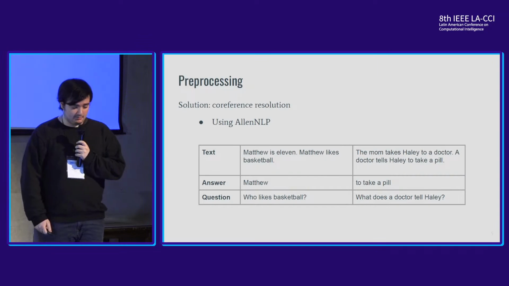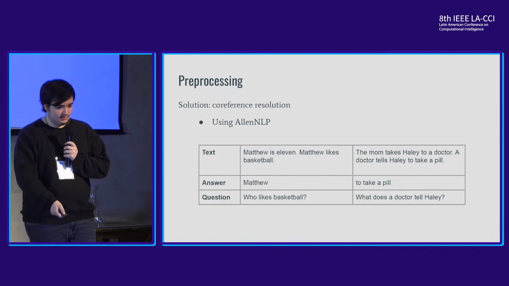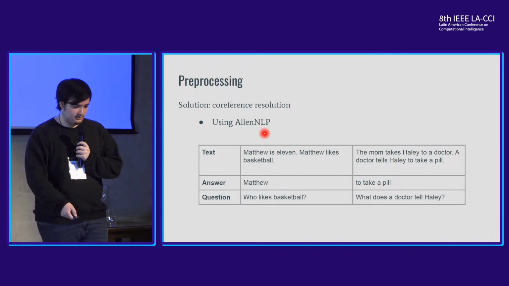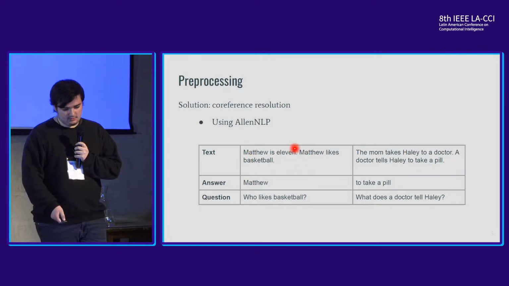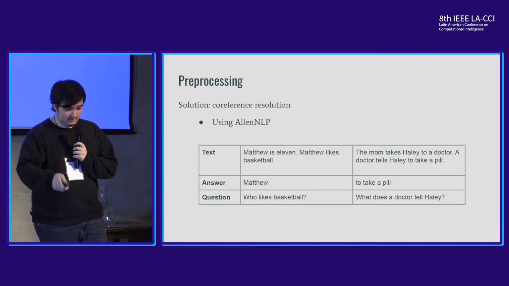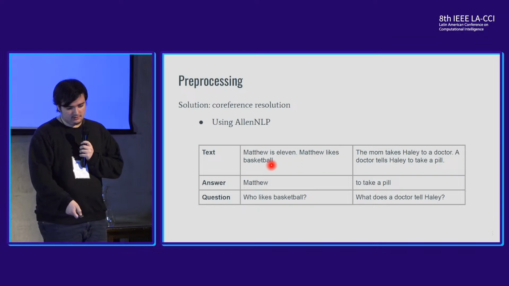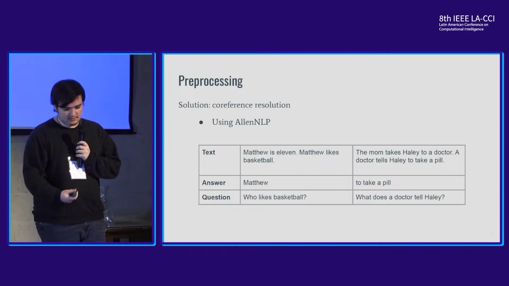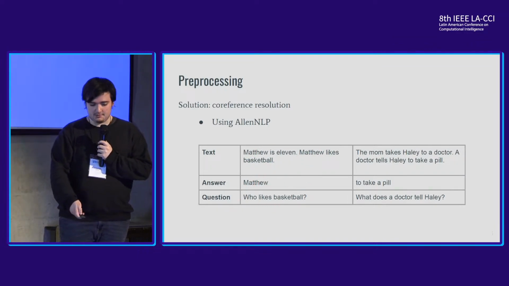We use the Allen NLP library. So in this case, we take the input text, and after the coreference resolution stage, we transform the text, and the word he is substituted by Matthew. So now when our pipeline selects the answers, instead of selecting he, it selects Matthew, and the same in the other question.